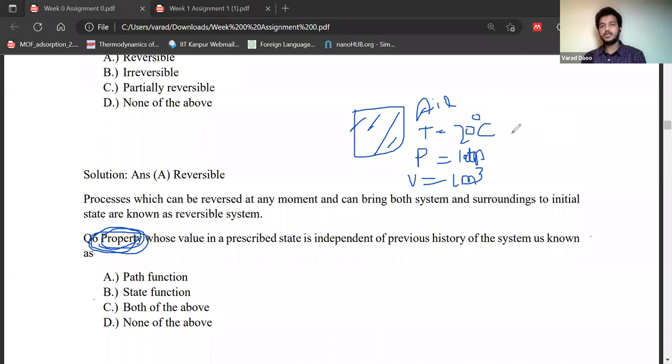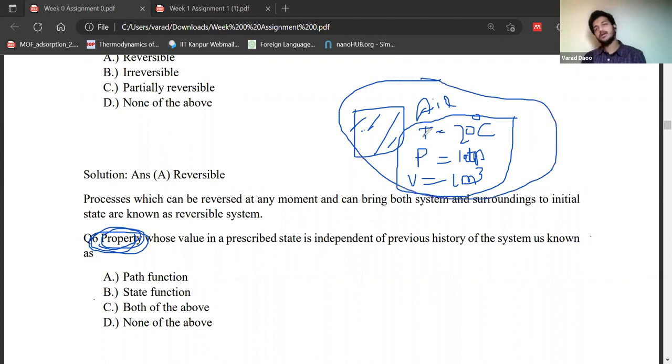So as soon as we say that these three properties are fixed, we define the state of the system. Now we do not care what was the state of the system before this, right? That means this set of properties completely describes our system. So such a quantity is called a property, right?